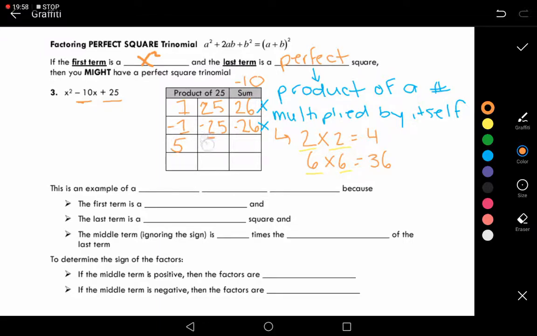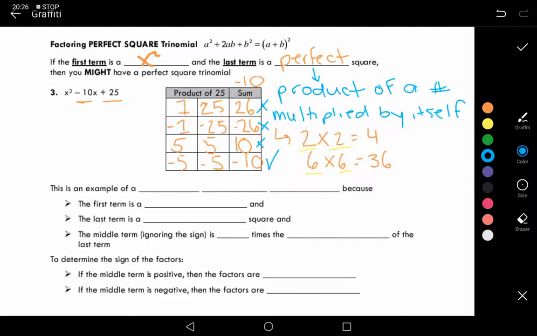Well, 5 times 5 will give me 25. 5 plus 5 gives me positive 10. Okay, we're getting closer, right? We need it to be negative 10 though, so it can't be that one. But what if I try negative 5 times negative 5? Okay, that will still multiply to give me that positive 25, but if I add those together, I will get negative 10. So I know that those have to be my factors.